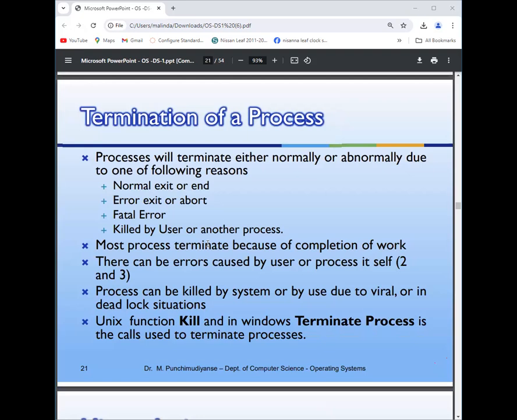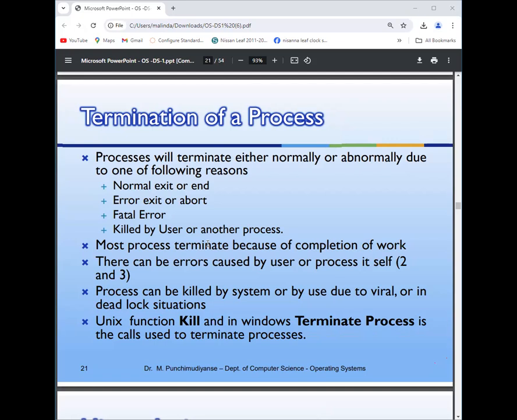Then we need to know what happens when a process is terminated. That means it will either exit or be abnormally terminated. There are four types. The first one is called normal exit or end. That means when a task or a process is started and it has finished its work, then it can automatically close out. So we call it normal exit.